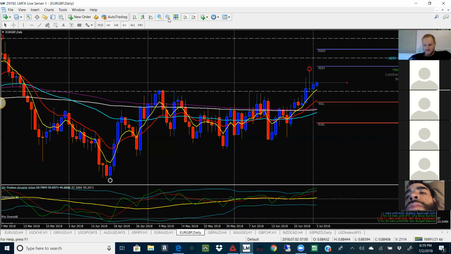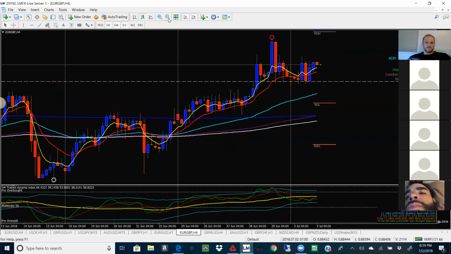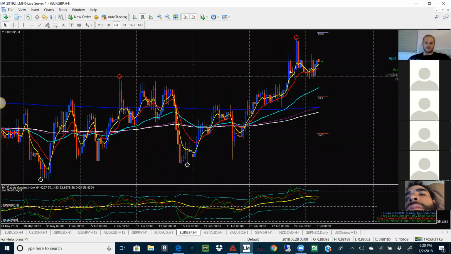4-hour. Let's see. Still shooting up. I would just stay with the trend, guys. It broke the high. It's retesting it. Look for buys, if anything.